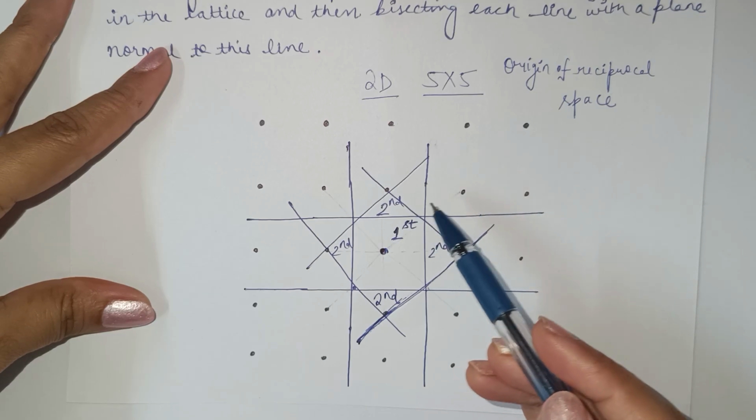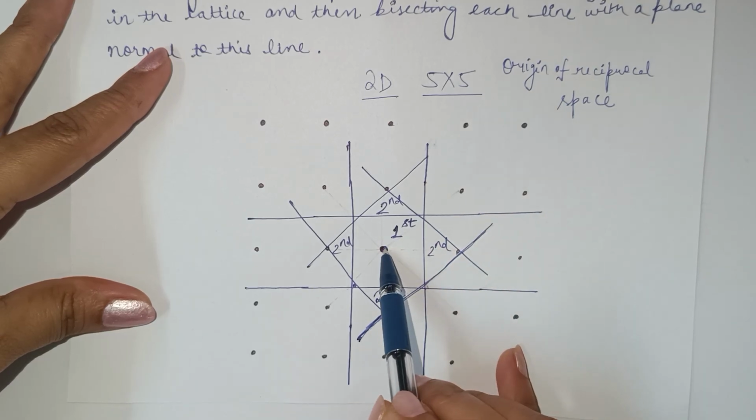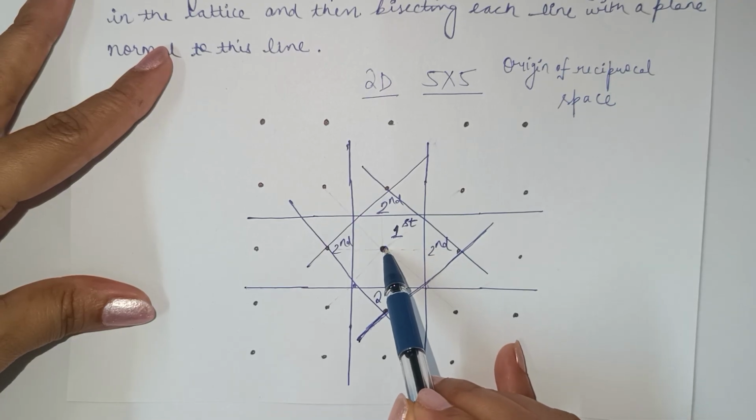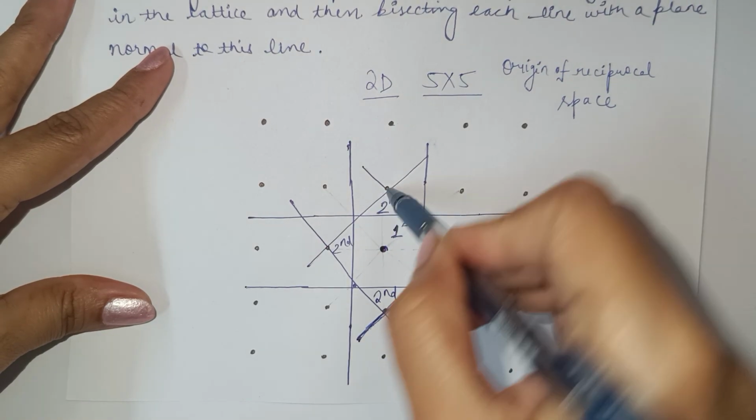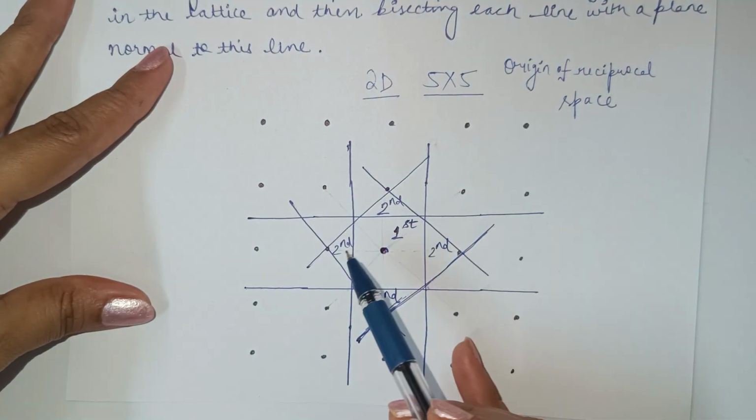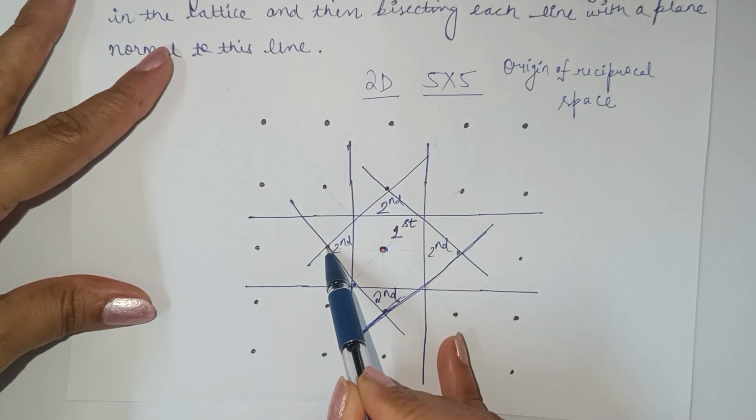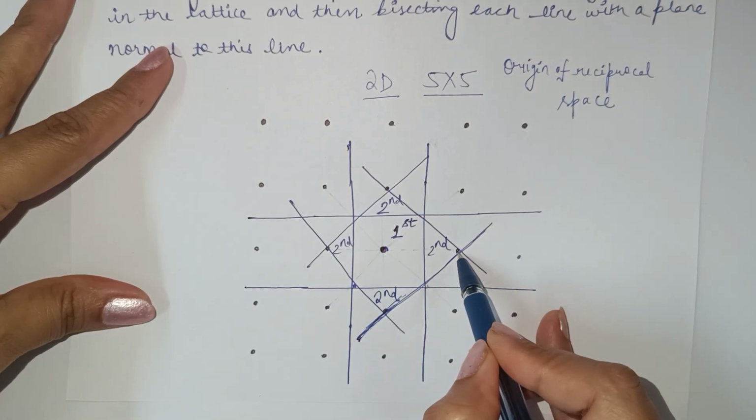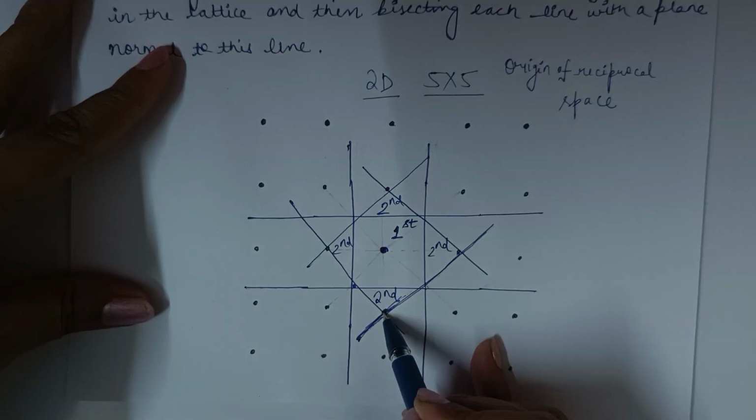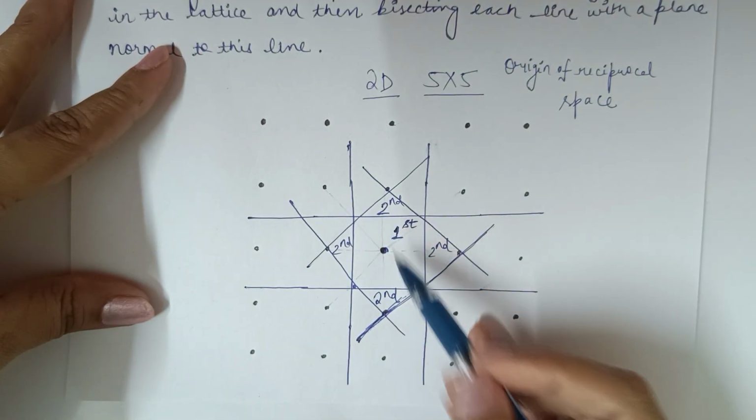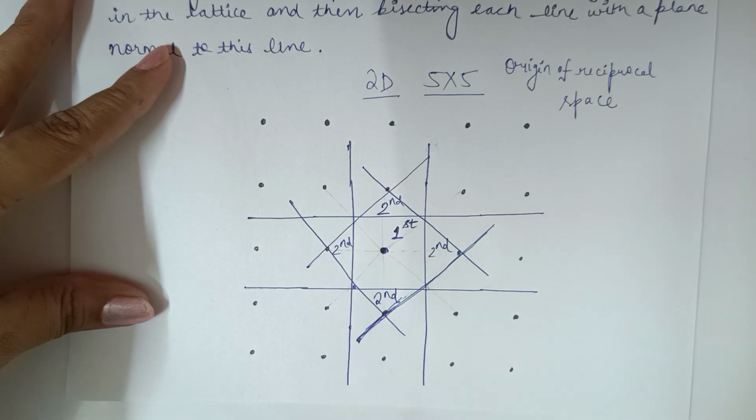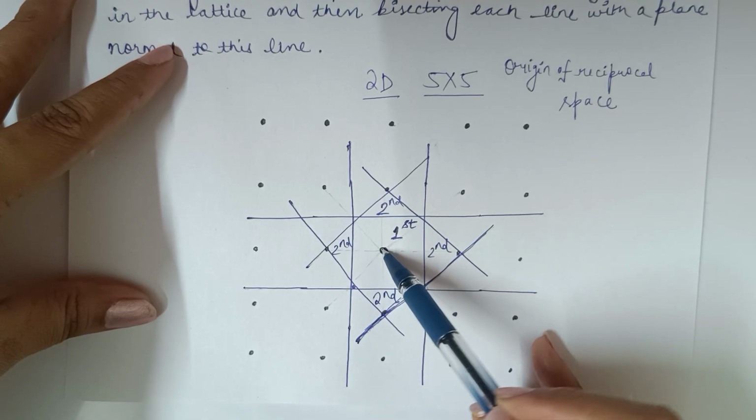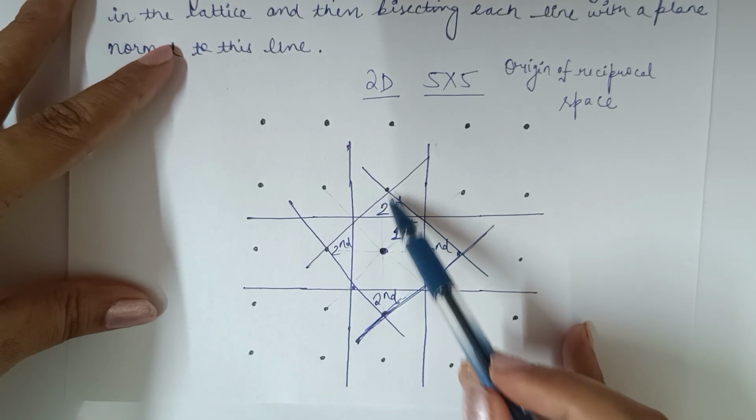Okay, so what are the neighboring points? You have a lattice like this. What are the nearest neighboring lattice points? I think this one is the nearest, and then this one is the nearest, then this one, and then this. So these four are the nearest. Now by our definition we draw a line joining all these neighboring points.